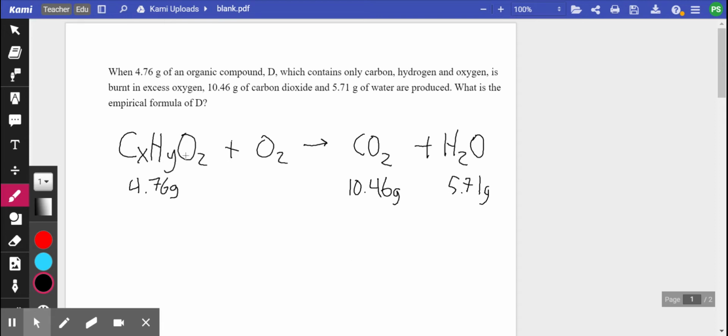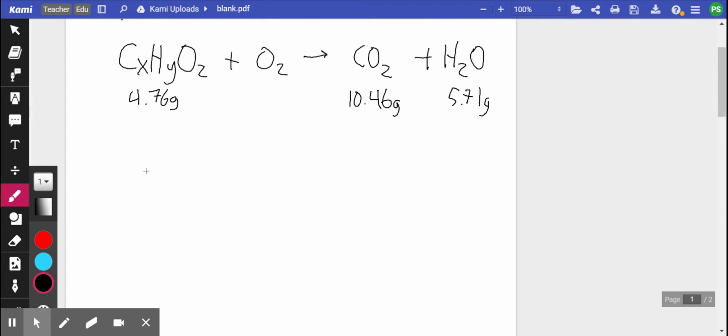We've got an unknown hydrocarbon, so we don't know the ratio of carbon, hydrogen to oxygen. But we know in a combustion reaction that we form CO2 and water when there's excess oxygen. So what do we need to do first? We know that we produce 10.46 grams of carbon dioxide. And using this data, we can find out how much carbon originally comes from the organic compound. How do we do this?